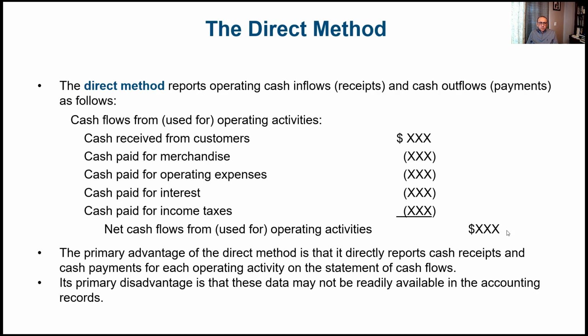It's a good thing. So the primary advantage of the direct method is that it directly reports cash receipts and cash payments for each operating activity on the statement of cash flows. It's very straightforward. It just shows you the value for each category spent without any calculation. So you don't need to think too much, unlike the indirect method, where we start with the net income and we reverse things. Here it's direct. We're just seeing how much cash was received and how much cash was paid. The major disadvantage of this is that these data may not be readily available in the accounting records, so we need to do a lot of work in order to prepare the direct method. With the indirect method, we already have the income statement prepared, so that's much easier.